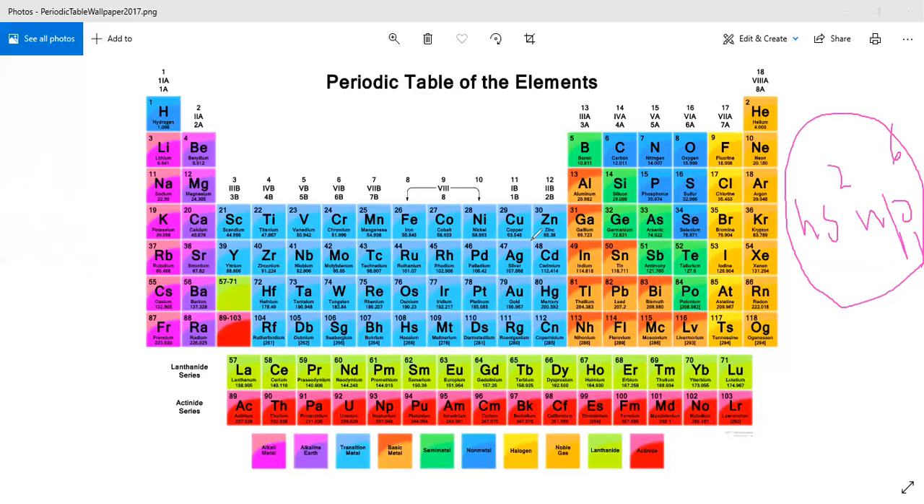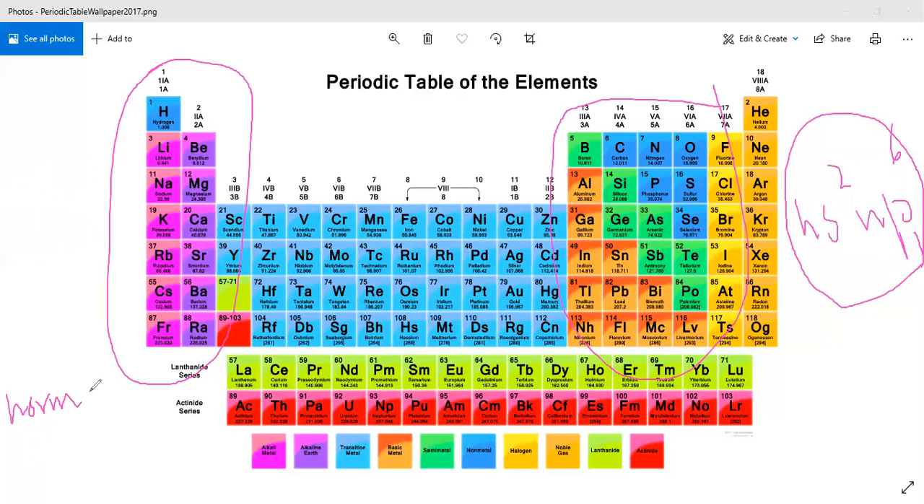The elements of the s block and the p block, except noble gases (these noble gases are not included), are named normal elements, representative elements, or typical elements. You can call them by three names: normal elements, representative elements, typical elements.